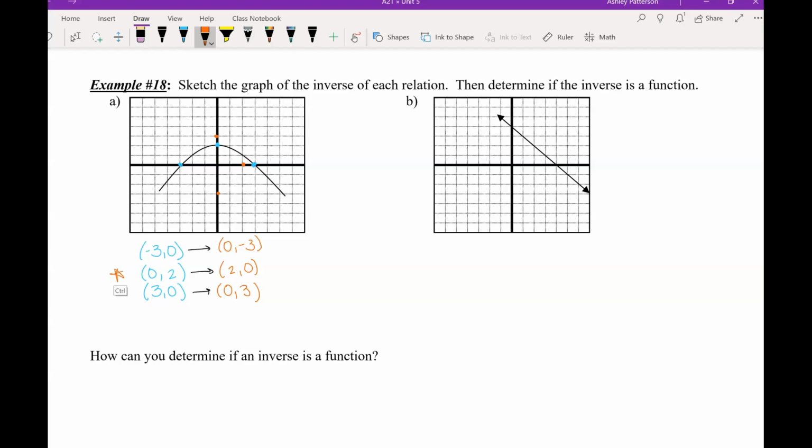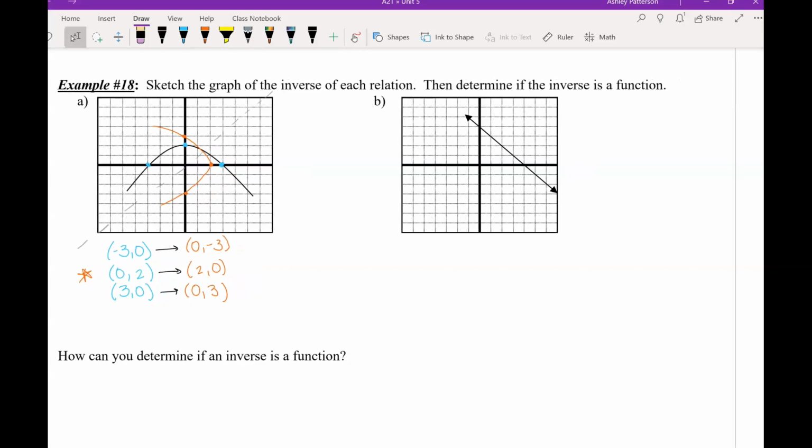This point was at the curve, so we're going to extend out to these points. And if you're not sure, go ahead and sketch in y equals x to see if that looks like it would reflect. It certainly does. Nice. Okay, so let's try that again on B.